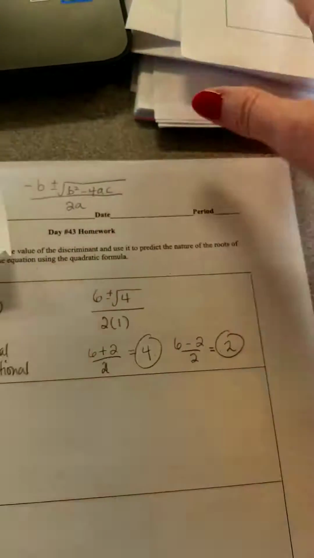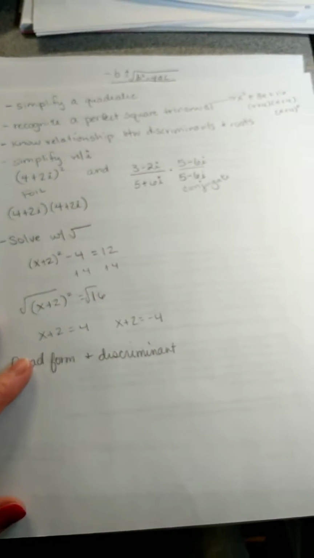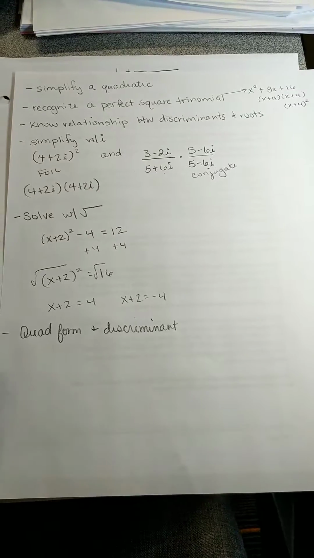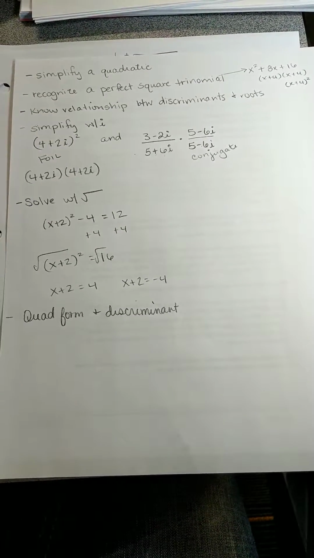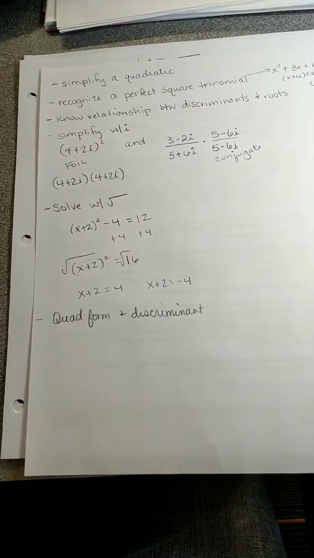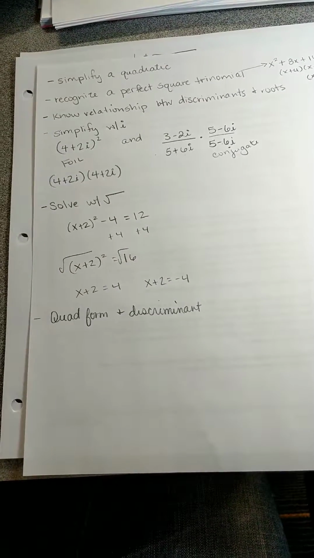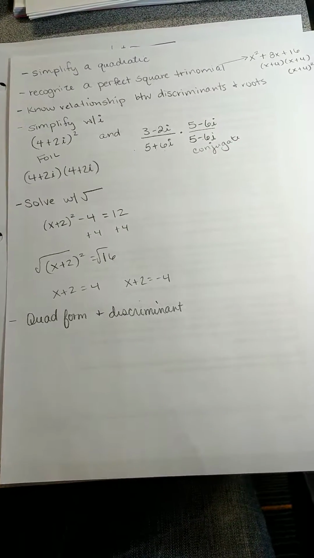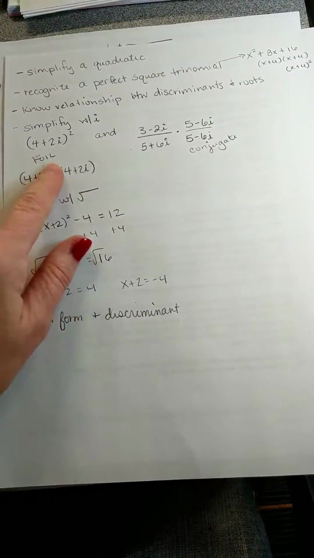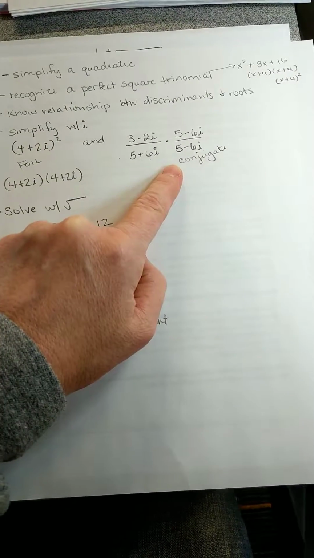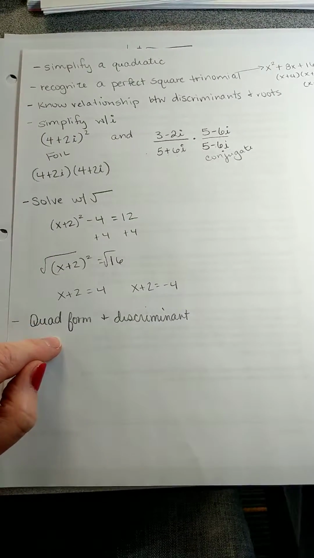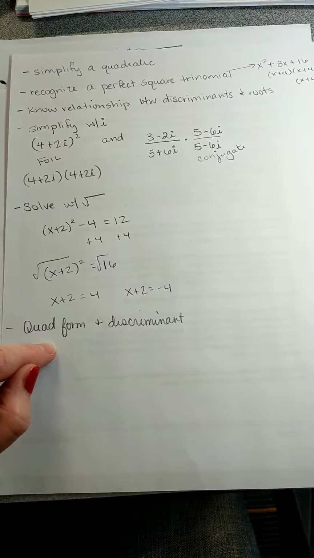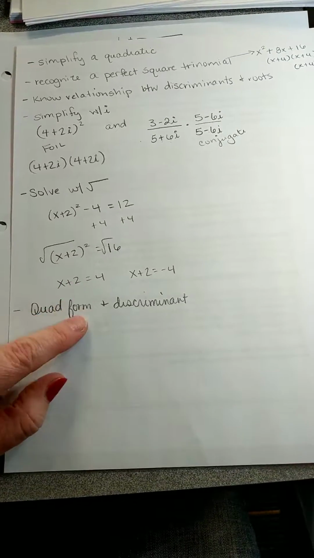All right, before I pause this, let me just talk about your quiz. This is what's on your quiz Monday. You have to simplify a quadratic. You have to recognize a perfect square trinomial. You have to know the relationship between discriminants and roots, which we just talked about. You have to simplify with i, which means you've got to FOIL, and you have to use a conjugate. Oh, fun, conjugate. You have to solve with a square root. And you have to use the quadratic formula and the discriminant.